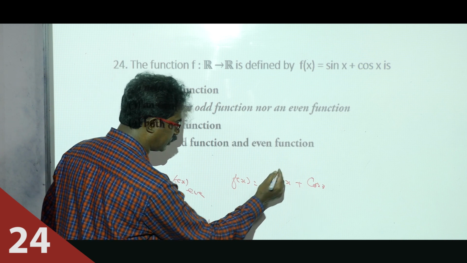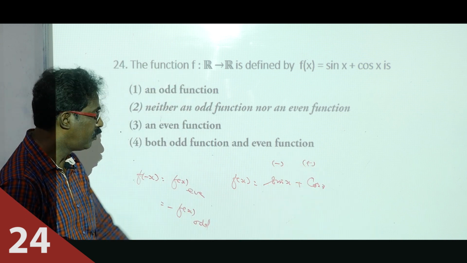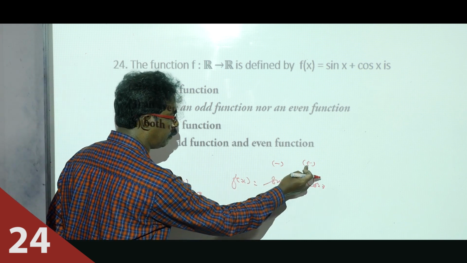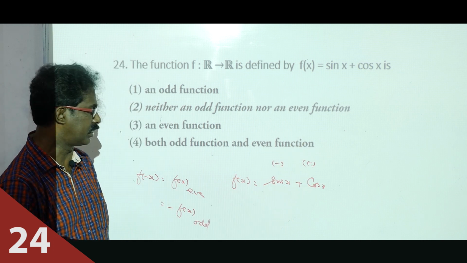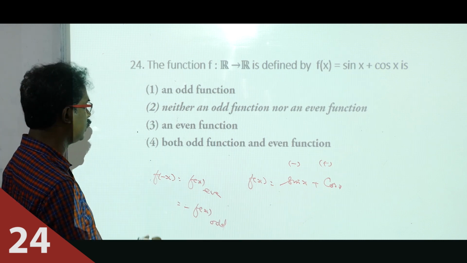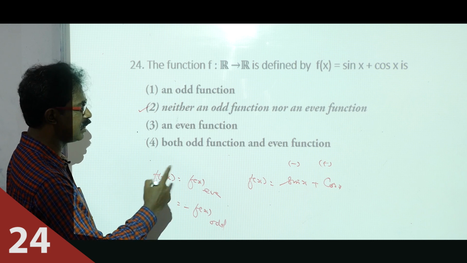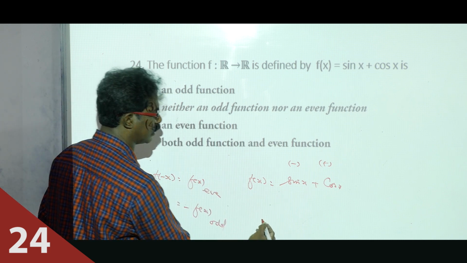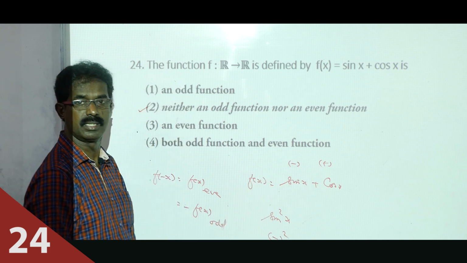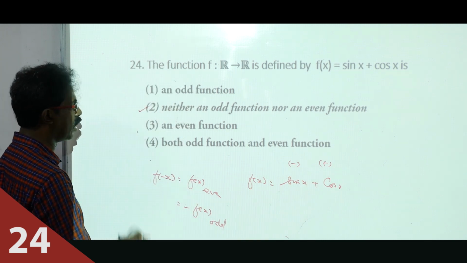So here, you know sin x is an odd function. Cos x is an even function. In between we have the sign plus. If it is multiplication, minus into plus, it is minus, you can say it is an odd function. When plus comes, you cannot say it is odd or even. So it is neither odd nor even. Suppose if they say sin square x, sin is an odd function. When you square, it becomes plus. It is even function. But sin x plus cos x, it is neither odd nor even.